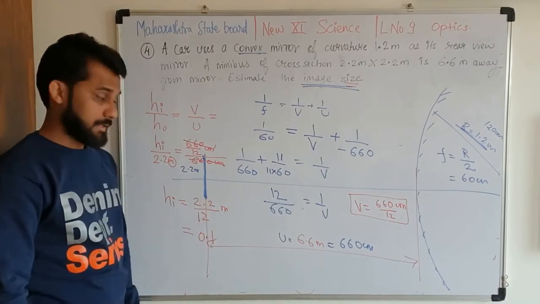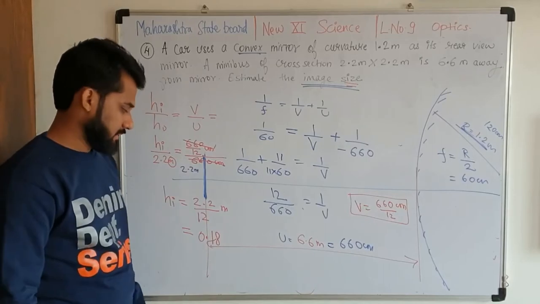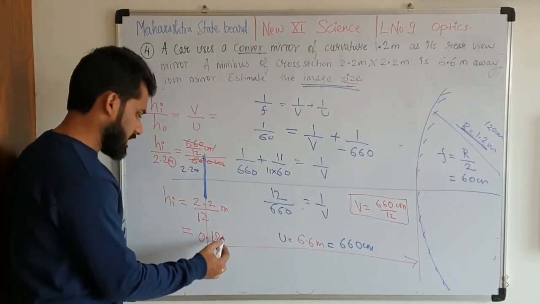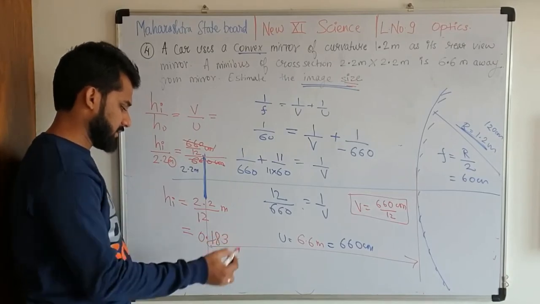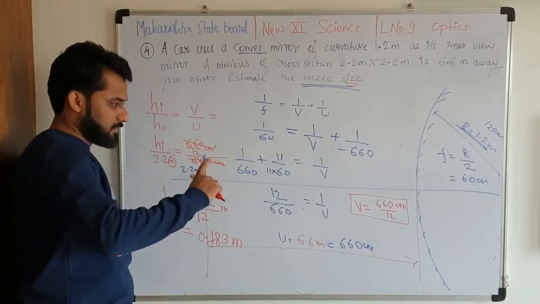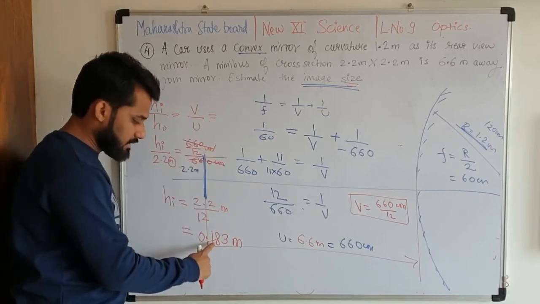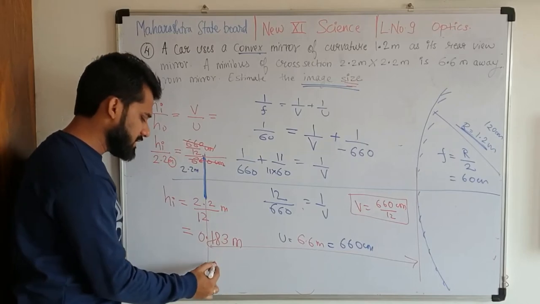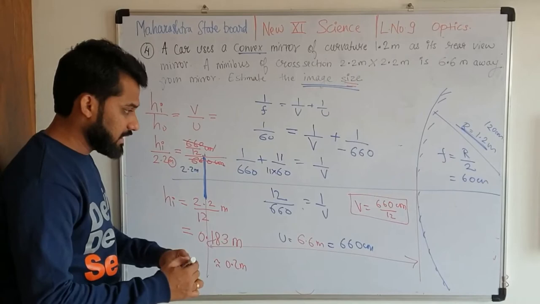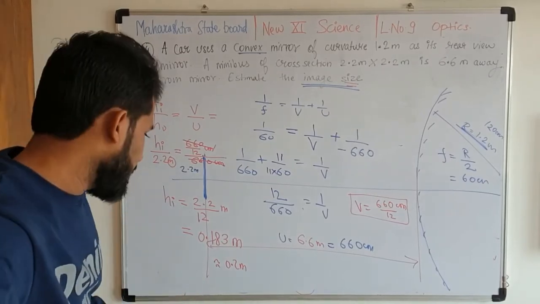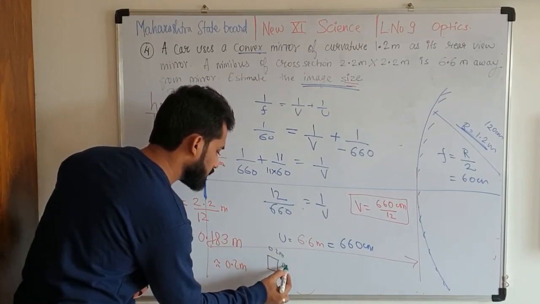1's are 12, 10 is left, 8's are 96, 4 is left, and then 3's are 36 meter. So from this view, the image will be 0.183 meters, which can be approximated to 0.2 meter. So the image will appear a square whose side is 0.2 meter cross 0.2 meter.